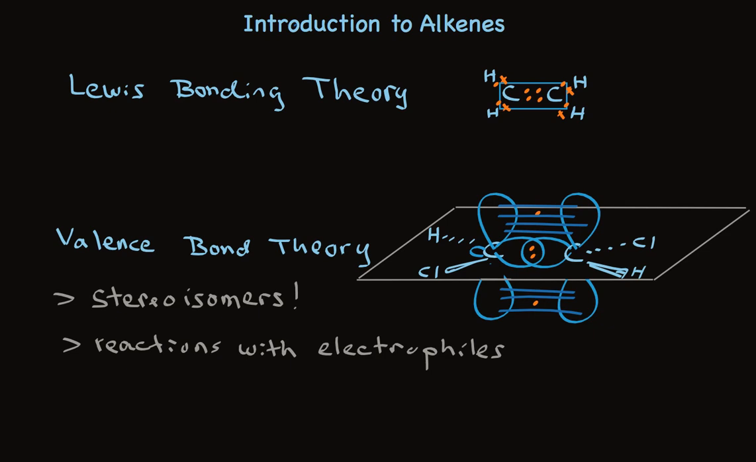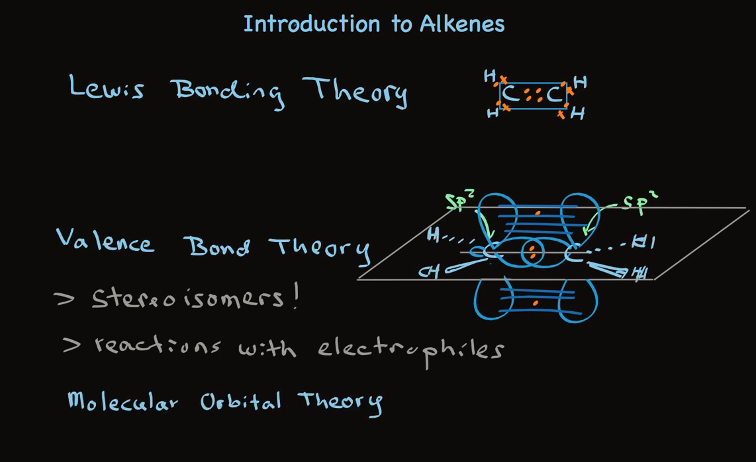Finally, let me point out that we can view pi bonds in the context of molecular orbital theory. Molecular orbital theory can help us explain some things that we couldn't explain by valence bond theory. But this isn't important for most of our discussions about pi bonds, and I'm going to save talking about molecular orbital theory of pi systems until we really need to know it.